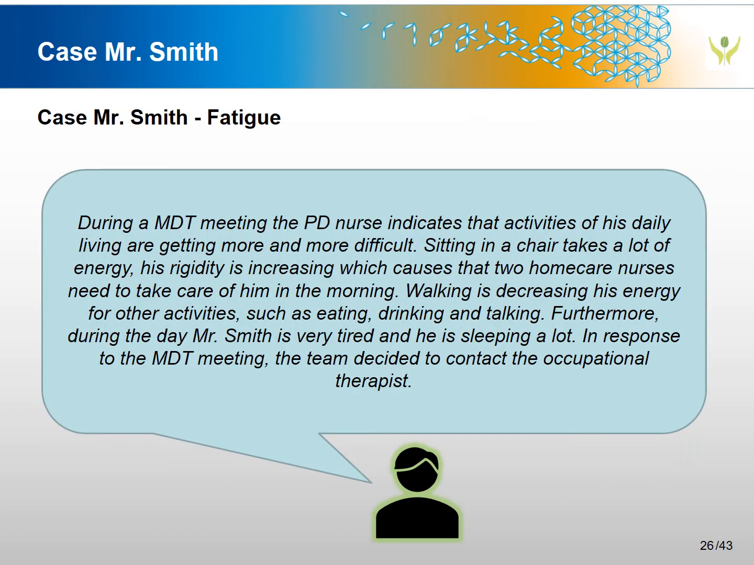During a multidisciplinary team meeting, the Parkinson's disease nurse indicates that Mr. Smith's activities of daily living are getting more and more difficult. Sitting in a chair takes a lot of energy, and his rigidity is increasing. Consequently, 2 home care nurses need to take care of him in the morning. Walking takes away his energy for other activities, such as eating, drinking and talking. Furthermore, Mr. Smith is very tired and is sleeping a lot during the day. In response to the multidisciplinary team meeting, the team decided to contact the occupational therapist.